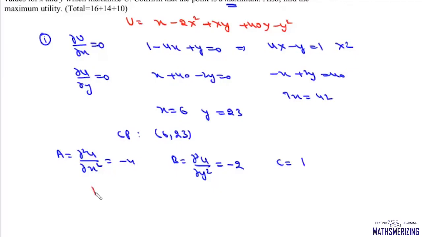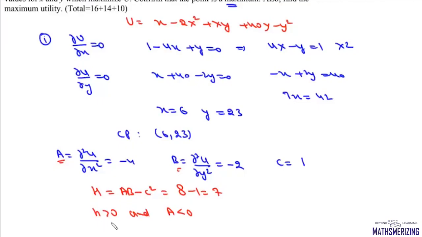Now we'll calculate the value of h. Now h simply is ab minus c square. Now ab in this case is 8. 8 minus 1, it is 7. So we have this condition where the value of h is greater than 0 and the value of a is less than 0. Now here there is one more thing that I would like to add. If you want, you can check the condition with b also. It doesn't make a difference because they have the same sign.